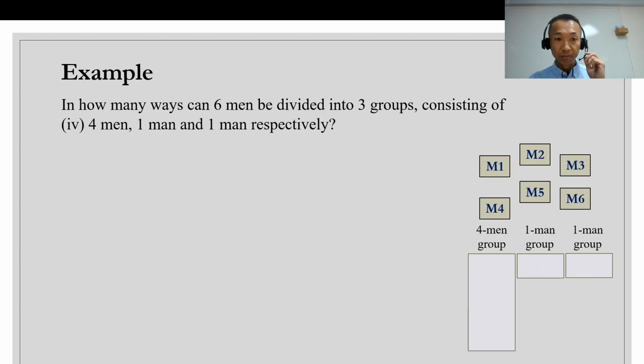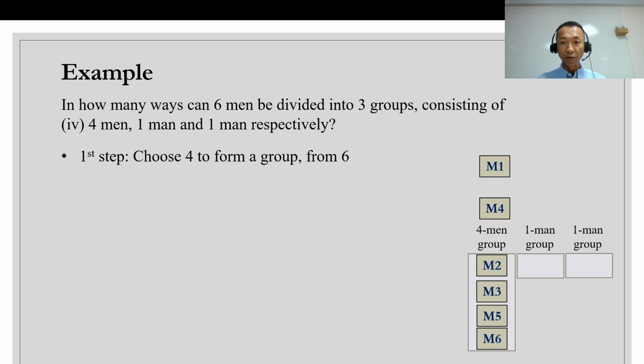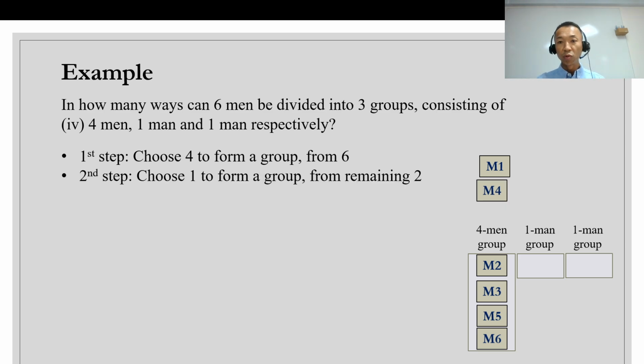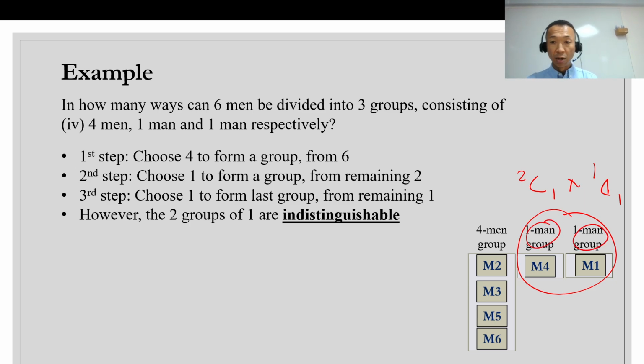What if now, slightly different, I have 4 men, 1 man, 1 man. So immediately, same thing. I choose 4, correct? 6 choose 4. I take 2 choose 1, and I take 1 choose 1. But the problem here is when you take 2 choose 1 times 1 choose 1, correct? You are saying that the order matters. But in actual fact, they don't matter.